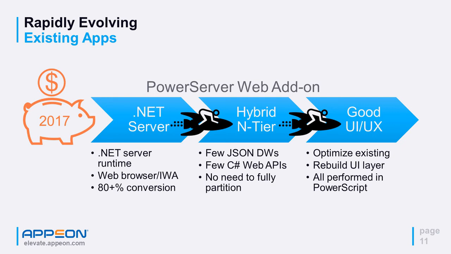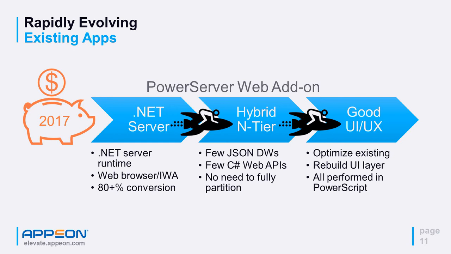So as you want to add, let's say in 2018, a C# web API, and start moving some of these processes to the server, it's already ready. Your app can consume that because the whole Appeon Web application runs on a .NET server runtime. It also solves the deployment problem. You don't need to wait for a desktop cloud app in 2019.